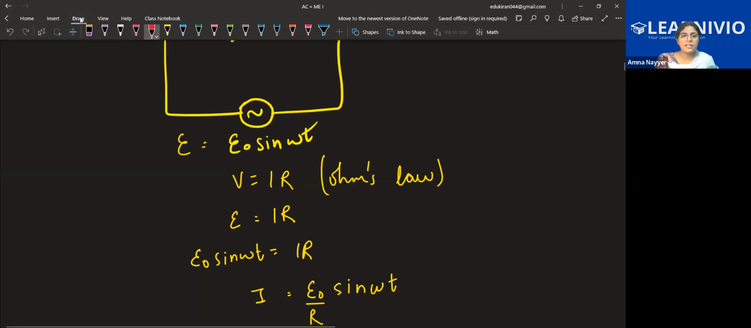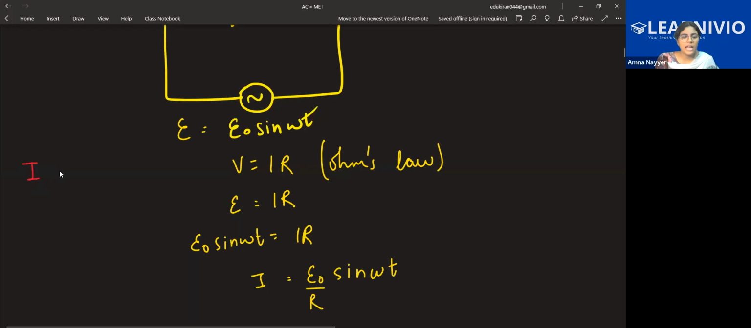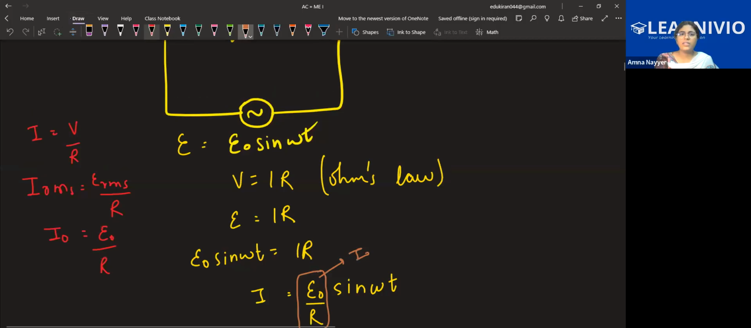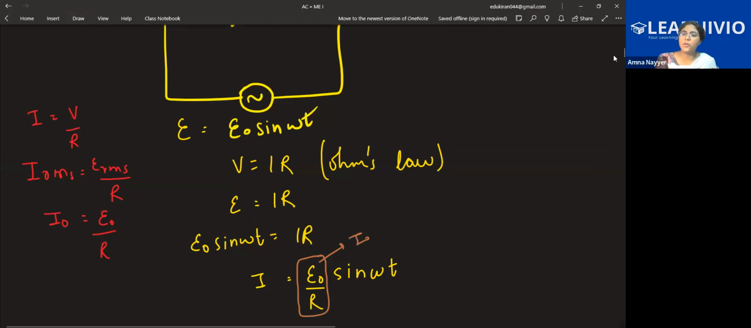Class, remember one thing. IRMS will be ERMS by resistance. Same Ohm's law pattern. If we are talking about I naught, it will be E naught by R. If it is simple current, it is V by R. Same pattern everywhere. So right now, if you see this, E naught by R is what? It is I naught. Now what are we getting? We are getting I is equal to I naught sine omega t.